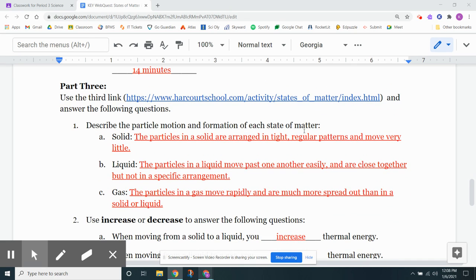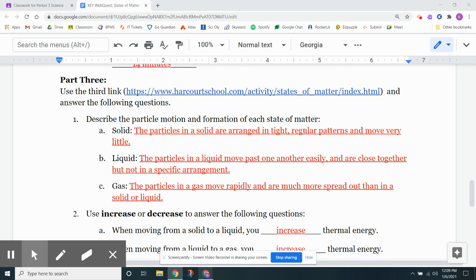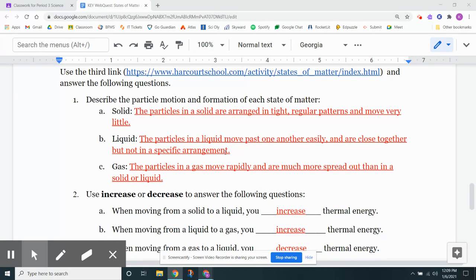Link 3, if you did not get to it when it was still working, the first part you can do even without the link. It's a review of some of the stuff we've already talked about. It's asking about the particle motion for each of the states of matter. So in a solid, we should have tight, regular patterns, particles moving very little. In a liquid, we should have them moving past one another, flowing. They're closer together, but they're still not in a specific pattern or arrangement. And then for a gas, right, they move very rapidly. They're much more spread out, okay? So that's basically almost a repeat of question 6.